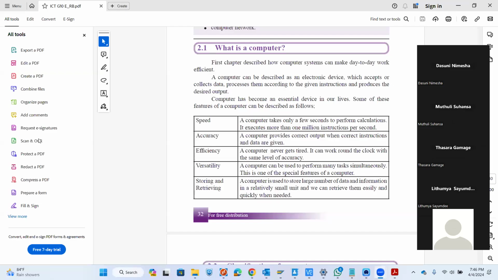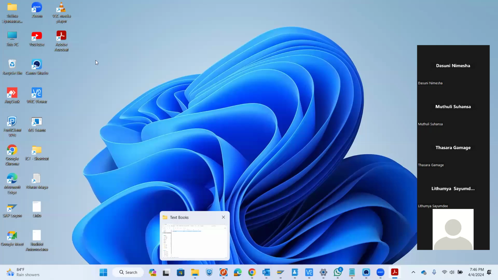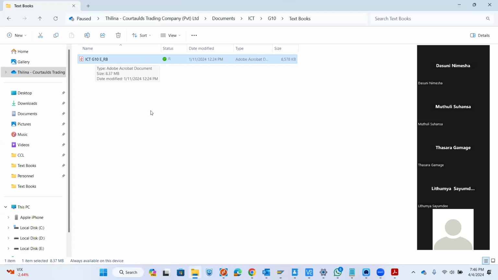Take one file. This is your book, right? So there's a file name. Here you can't see the extension, but there's a small red color icon. By looking at the icon itself, you can come to know it's a PDF file if you are familiar with computer files.